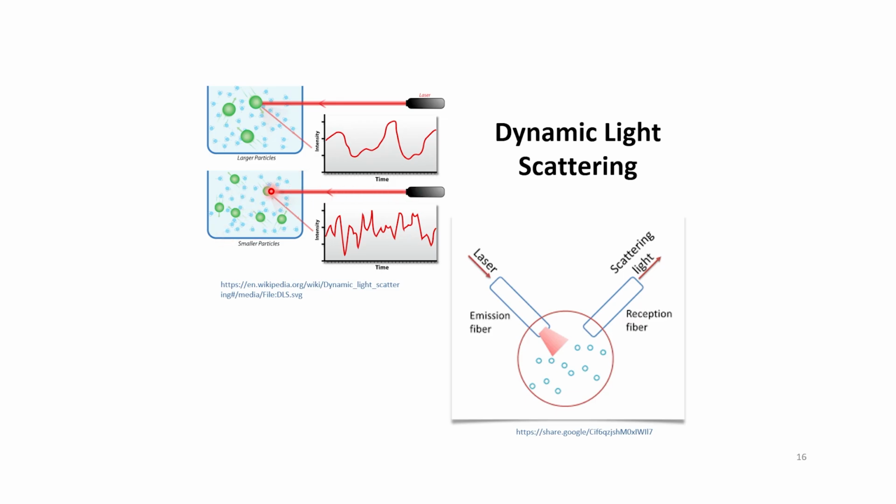So, the laser light falls in this, and particular peaks are created on this intensity time data, and you can see the difference in the peaks: the larger the particles, the slower they will move, and they will create broader peaks, and smaller particles, faster movement, will create narrow peaks. So, this is how you determine the size of the particles, and you also calculate the hydrodynamic radius, which is the same thing. That is the emission fiber, that the reception fiber, laser light is sent through this and scattering light goes out through this, and these are the particles.